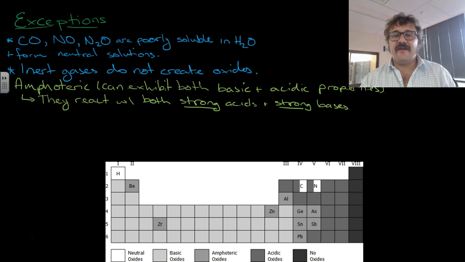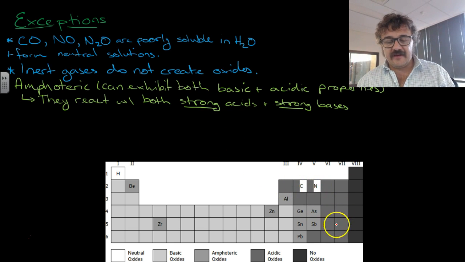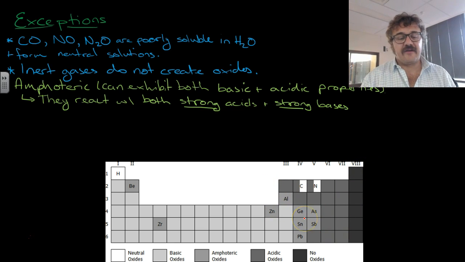And then there are the amphoteric ones, and they are all labeled on this periodic table. In the white we have our basic oxides, then we've got some neutral oxides over here. But see how there's also acidic oxides as well. These are our acidic oxides. These do not form oxides. And here we have our amphoteric oxides.